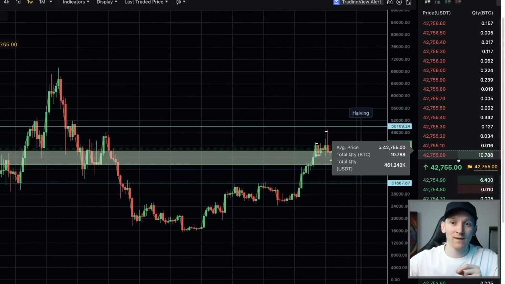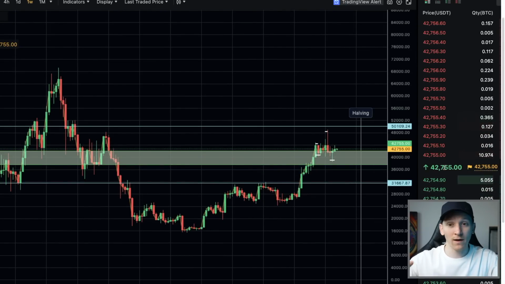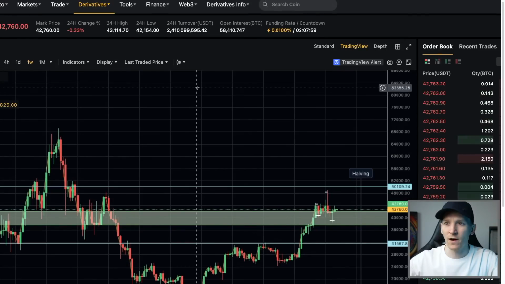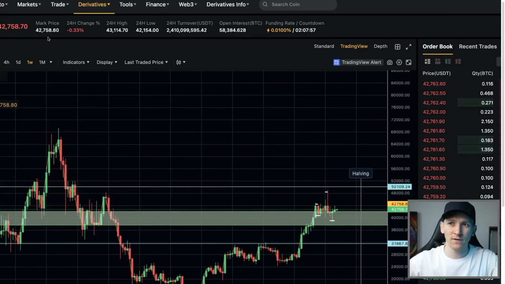The mark price has to be at that level. The market price can be a little bit different. You can see this is 42,755. The mark price is 42,760. As you can see here, it's just changing. So the mark price is what Bybit uses to actually execute the contracts and any liquidation levels that we might have.